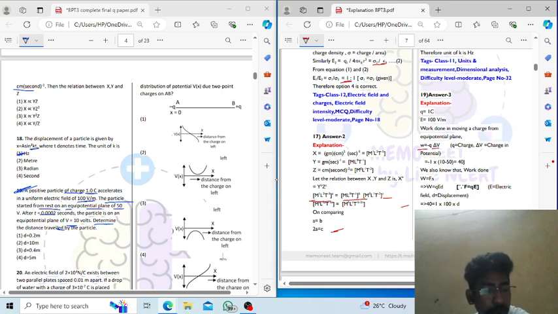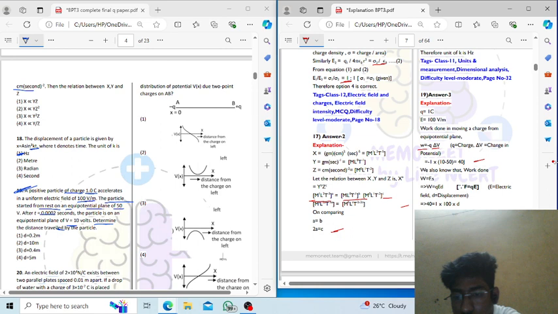The final potential is 10, and the initial potential was 50. So the change in potential will be 10 minus 50, that will become minus 40 joule. Here the charge is minus Q. Sorry, minus is already there, so it will become 40 joule.